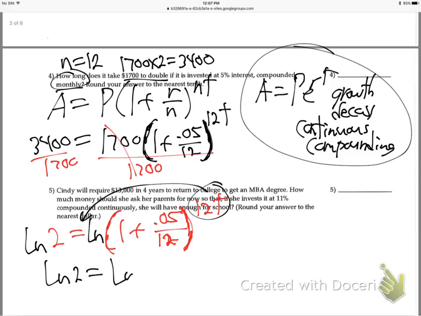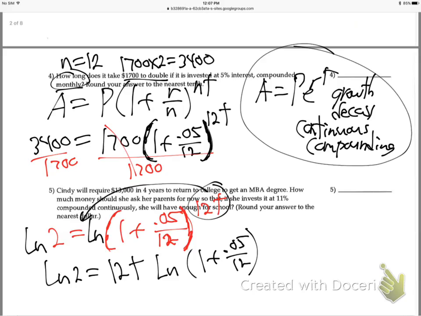So ln 2 is, whoops, I forgot to put the 12t in the front. 12t ln 1 plus... Somebody have that, what is that number? What is 1.0? Well, it doesn't matter. You can just leave it this way or get it on your calculator. Almost done. Once you get that letter out of power because of the natural log, you're almost there.